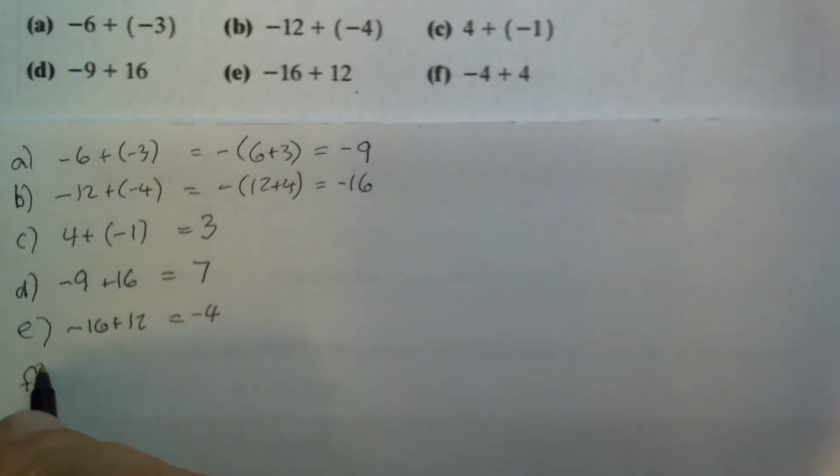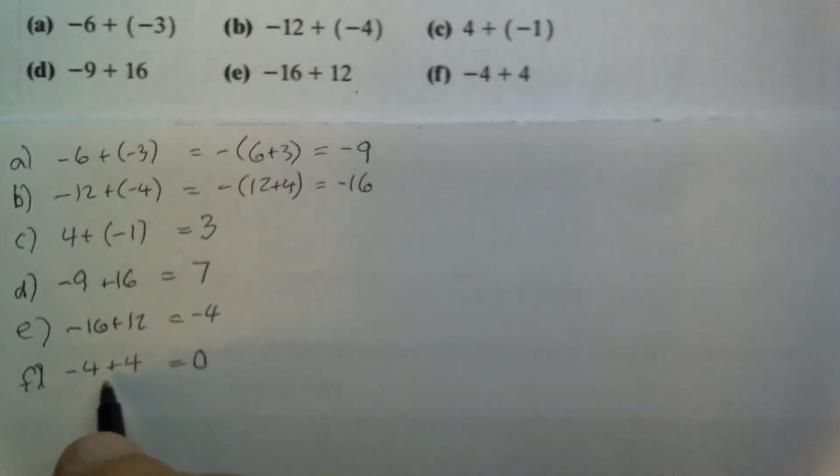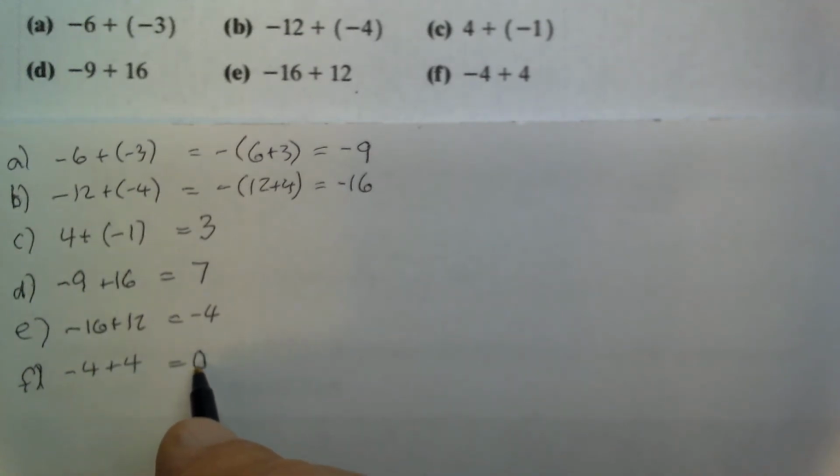And for F, we have -4 plus 4. That's equal to 0 because -4 is the additive inverse of 4. And a number plus its additive inverse is always equal to 0.